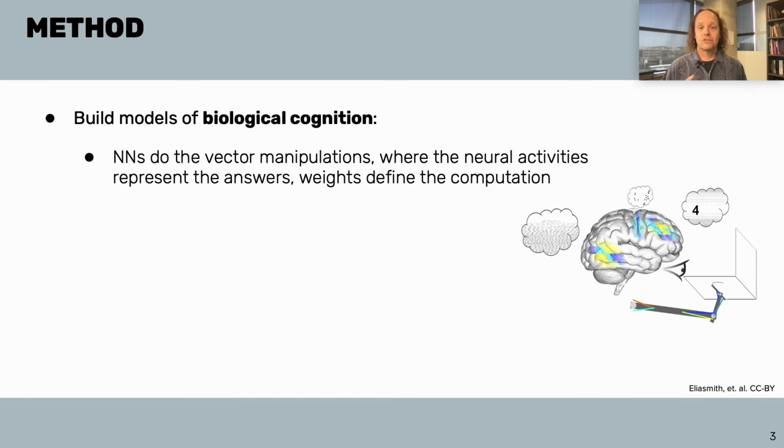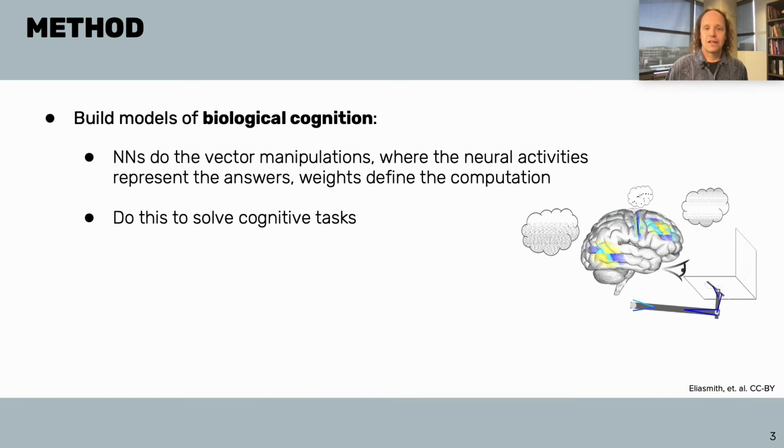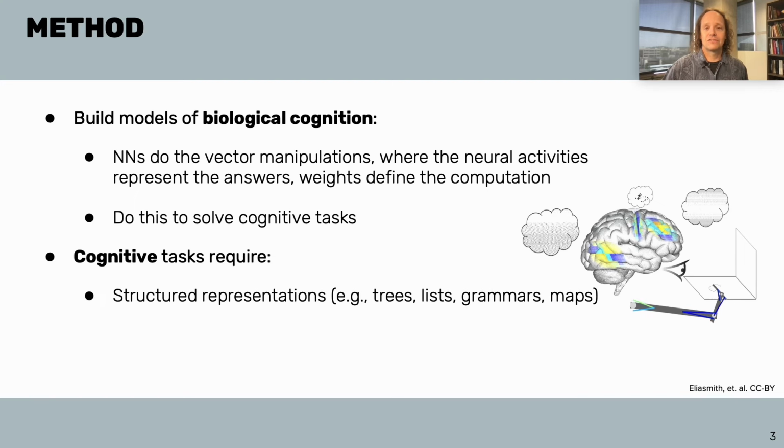Typically, we think of the results of those manipulations as appearing in the activities of the neural network, and the weights between the layers of the network are defining the computation. So the question really is, how can we use that standard way of thinking about neural networks to solve cognitive tasks? Now, of course, what cognitive tasks require is precisely structured representations. Representations like those I've already mentioned, including math and language. But the notion captures essentially all the standard data structures that you might find in computer science. So this includes things like lists and trees and so on.